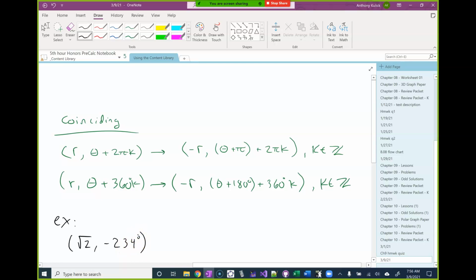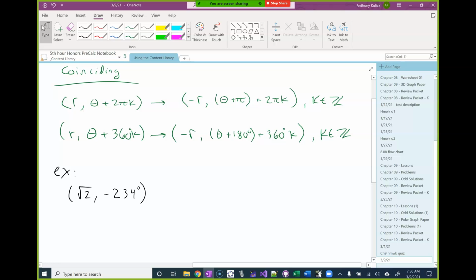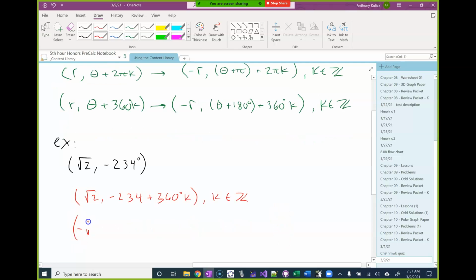So let's say we wanted to find all the points that coincide with this point. Well, one set of them is going to be very easy, where the radius is positive. We just find everything coterminal to the given angle. The other set is going to be where the radius is negative, where we add 180 first, and then we find everything coterminal to it.